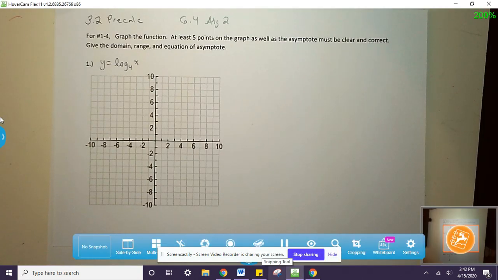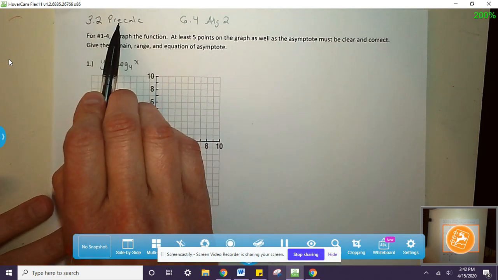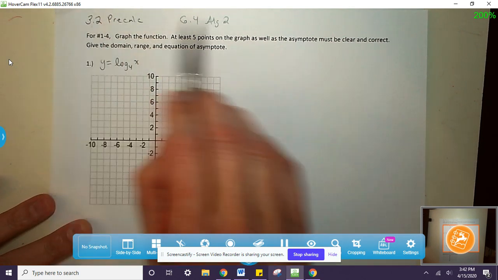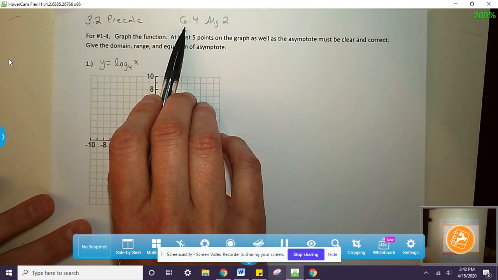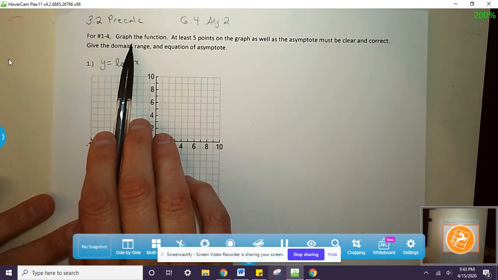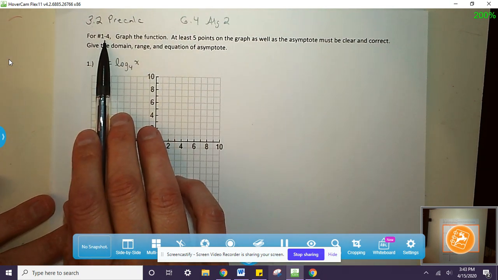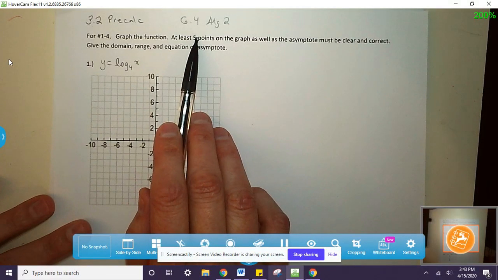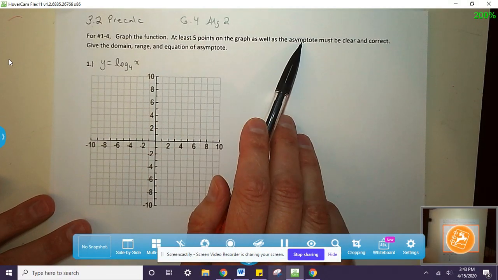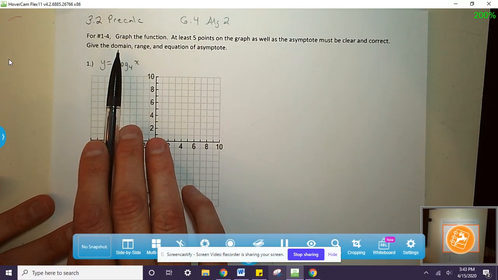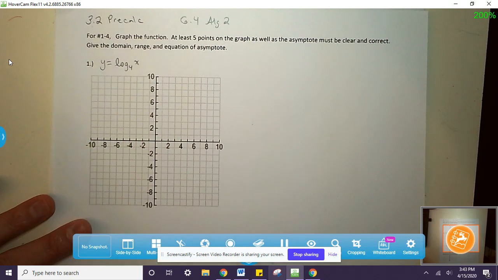Today's lesson is about graphing logarithmic functions. We're going to focus on graphing today. So if you're in my pre-calculus class, this is section 3.2. If you're in my Algebra 2 class, this is section 6.4. So with the 4 examples that we're going to do today, we're going to graph the function. We're going to make sure 5 points are clear, as well as the asymptote. And we're going to give the domain, range, and equation of the asymptote.